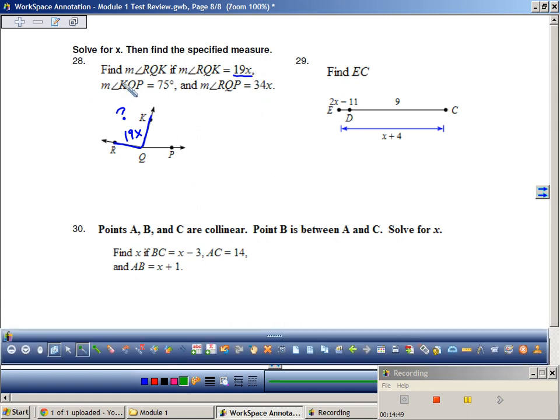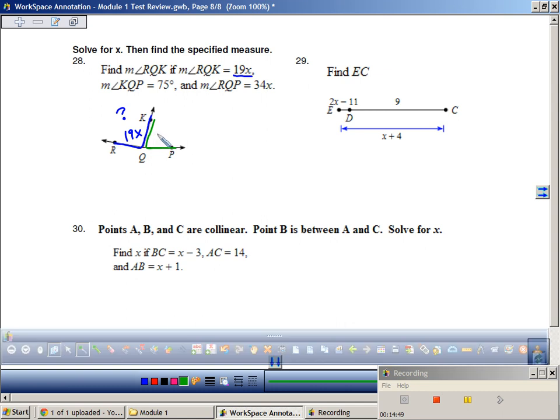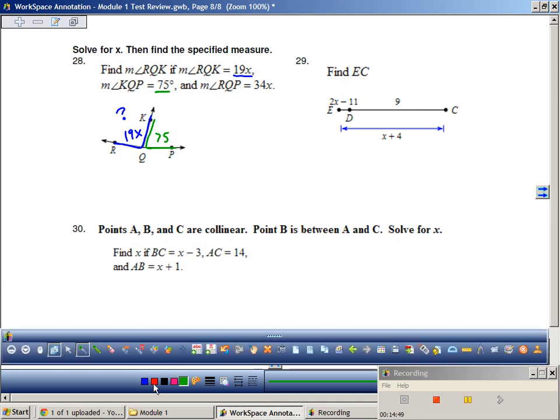Then we have KQP, and how much is KQP? 75, it says it right there. And finally, they gave us the measure of RQP.